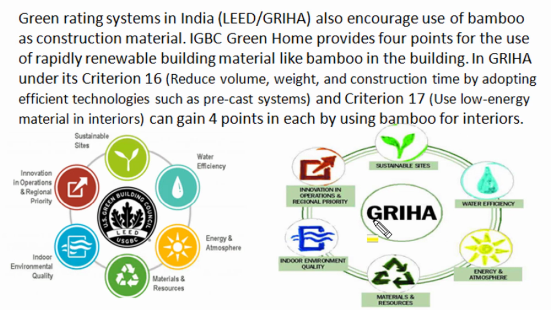The green rating systems in India, whether it is the LEED system or GRIHA, also encourage the use of bamboo as a construction material. The Indian Green Building Council for Green Homes provides 4 marks for the use of this rapidly renewable material, bamboo, in any building, whereas in the GRIHA rating system, under criteria 16, which suggests reduced volume, weight and construction time by adopting efficient technology such as precast system, and criteria 17, use of low energy intensive material in interior, one can gain 4 points in each of criteria 16 and criteria 17 by using bamboo in construction.